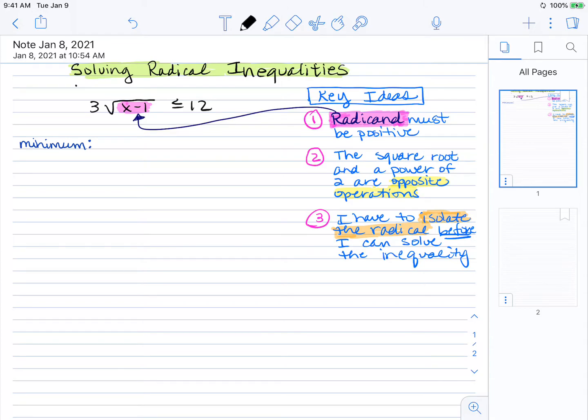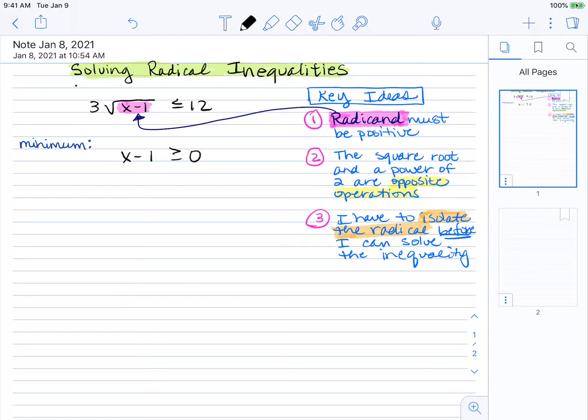Okay, we're going to solve radical inequalities, and there are some ideas that we need to believe before we can get started on these. And the first is that the radicand has to be positive. So we're going to deal with that first. The radicand is this highlighted stuff in pink, and we are going to say that this has to be positive, which means that it has to be greater than or equal to 0.